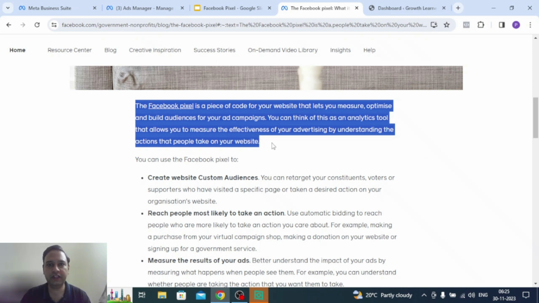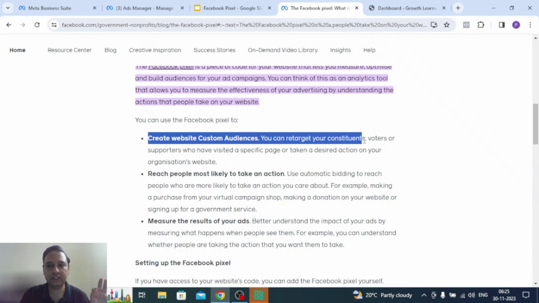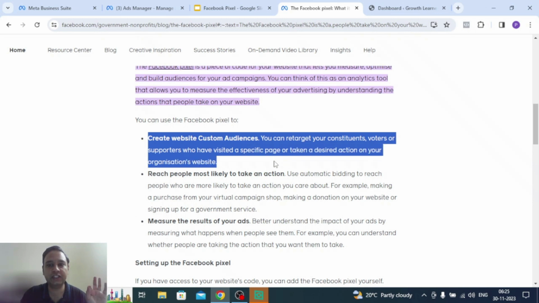So now that you have seen the visuals that I showed you, I think you can very easily understand what exactly a Facebook pixel is, correct? Let's deep dive a little bit more. You can use Facebook pixel to create website custom audiences. So like I said, you can retarget your constituents, voters or supporters who have visited a specific page or taken a desired action on your organization's website. So like we saw, we can retarget people who have added products to cart but did a cart abandonment. So we can create a custom audience and retarget these users, maybe with an offer or some other messaging, so that they can complete their purchase.